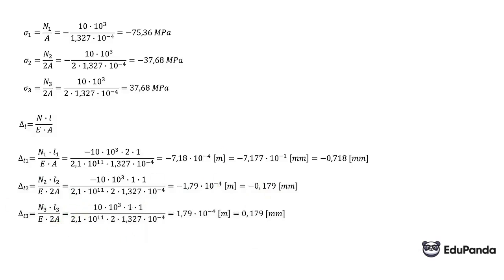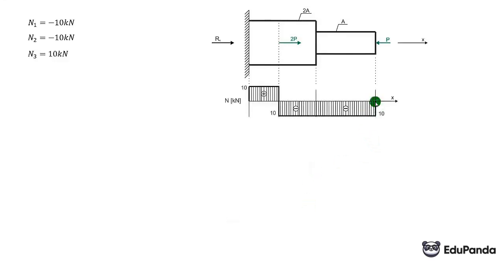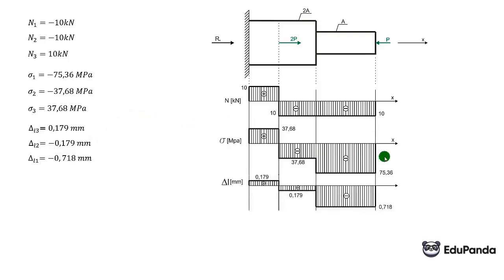Well, and we have practically everything we need to draw the diagrams that we were asked for in the task content. So we write out the forces in individual rods, and we draw a diagram of normal forces. So in the first section, it's minus 10. In the second section, it's also minus 10. In the third section, it's positive 10. The diagram is step-like. We write out the stresses and draw a stress diagram. The diagram is also step-like. In the first section, minus 75.36. In the second, minus 37.68. In the third, the same, but positive. We write out the elongations of successive sections, that is first, second, third, and the diagram is also step-like.